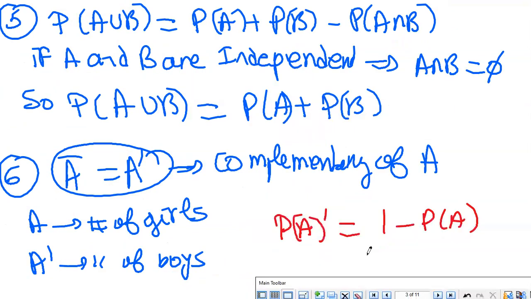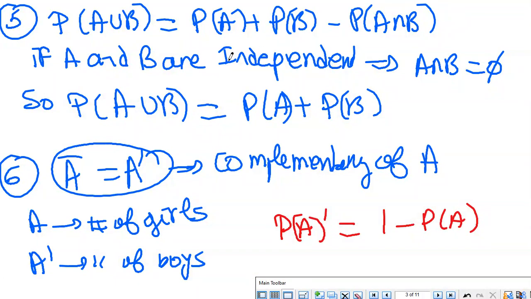Let's have more formulas. What is P of A union B? The formula is P of A plus P of B minus P of A intersection B. Why do I subtract the intersection? Because when I count all of A and all of B, I count the intersection twice, since it is in A and it is in B. So I need to subtract one copy of the intersection.